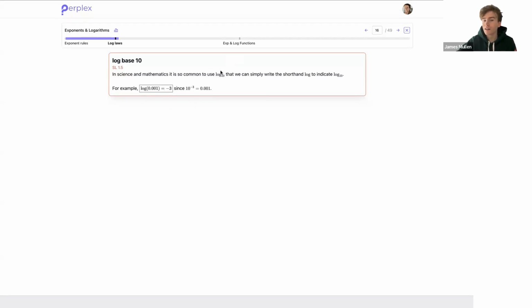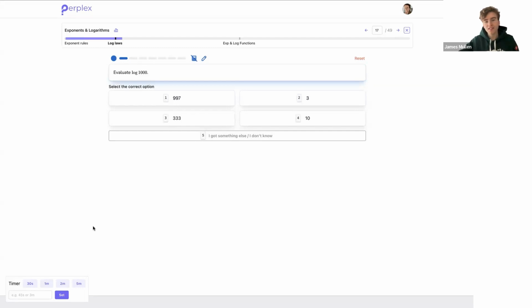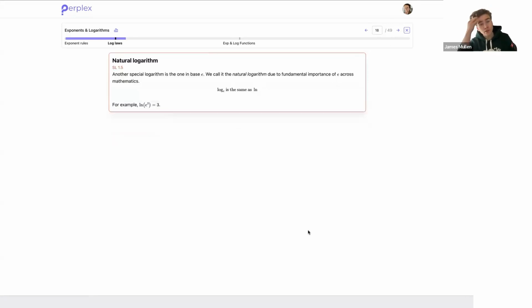So if you see a log and it doesn't tell you the base, it's because it's a log in base 10. So 1,000 is 10 to the power of 3, and log is just log base 10. So I'm doing what power of 10 gives me 10 to the power of 3? The answer is 3.